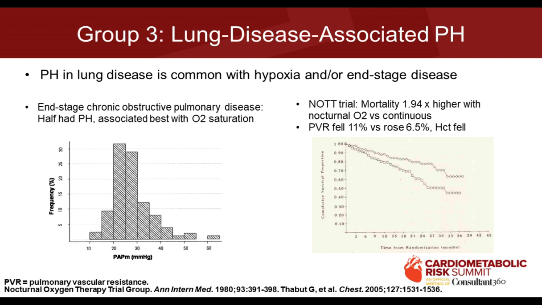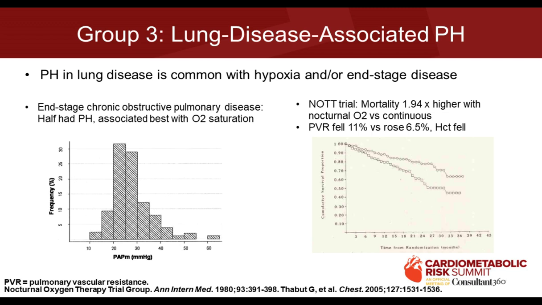So on the, oops, I went the wrong way. Let's see. On the right here is the NOT trial, which was a nocturnal versus continuous oxygen study that was conducted back in the 1970s. And what they found was the group that had low oxygen levels and was randomized to wearing oxygen continuously had about half the mortality as the patients who just wore it at night.